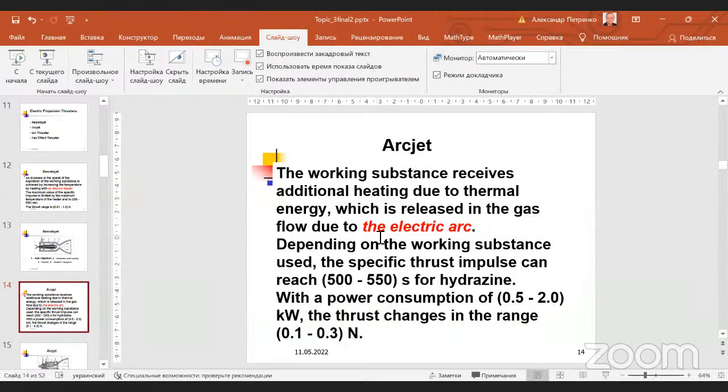Arc jet. The working substance receives additional heat due to the thermal energy, which is realized in the gas flow due to the electric arc. Depending on the working substance, the specific impulse can reach 500-550 seconds for hydrazine. With a power consumption of 0.5 to 2.0 kilowatts, the thrust changes in the range of 100-300 millinewtons.